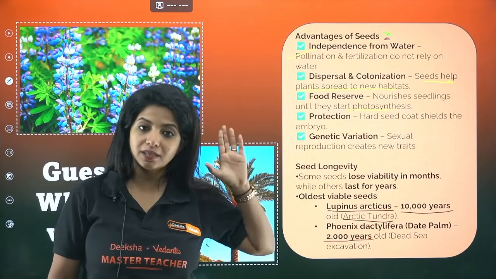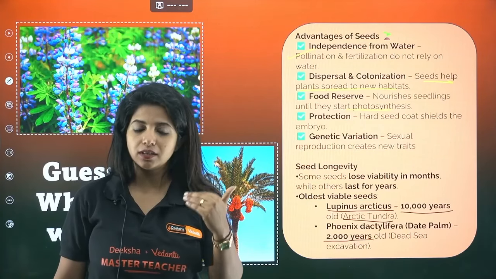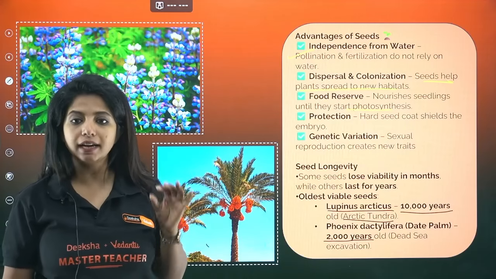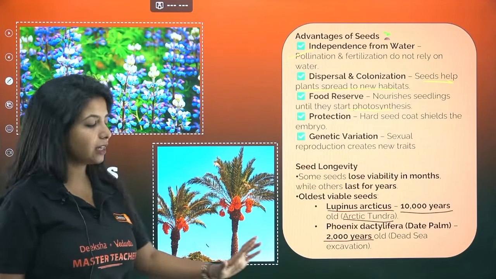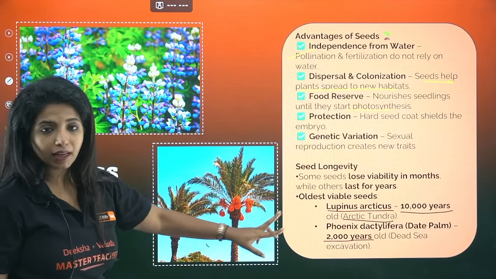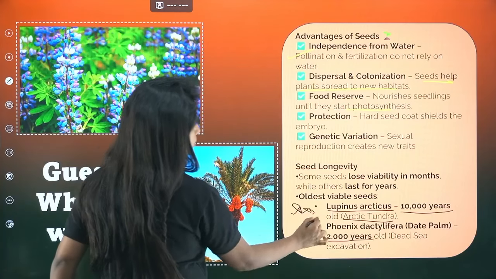Lupinus arcticus is the one which has more, it is 10,000, and the date palm is the one which has less, that is 2,000. Phoenix dactylifera is the name for that. Remember their names, the names are super important.